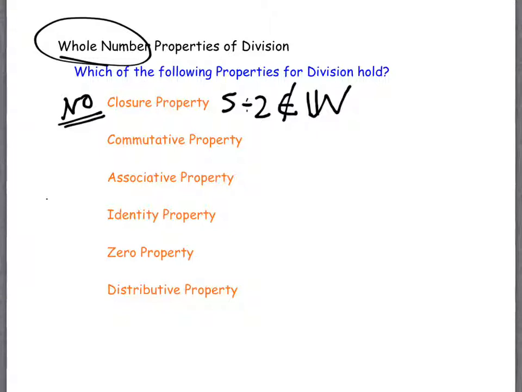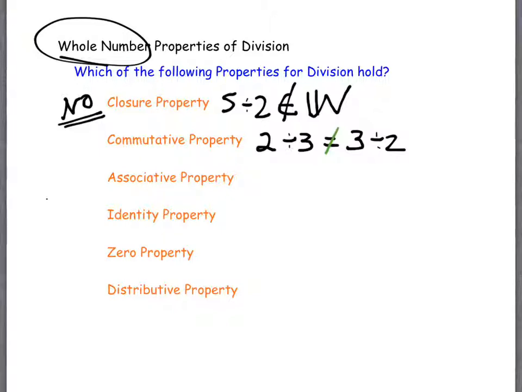Give me anything you'd like. Somebody give me two numbers. 2 and 3. Is 2 divided by 3 equal to 3 divided by 2? No. Commutative does not work. The order of division highly matters, right? Big deal. Associative property, you run into the exact same problem.